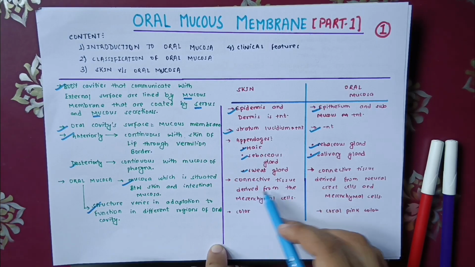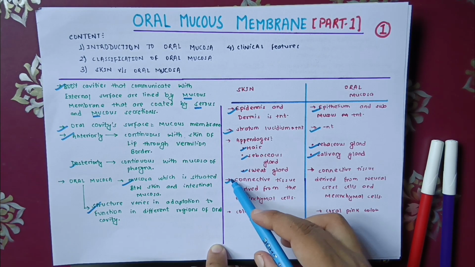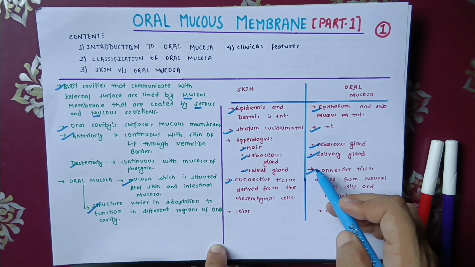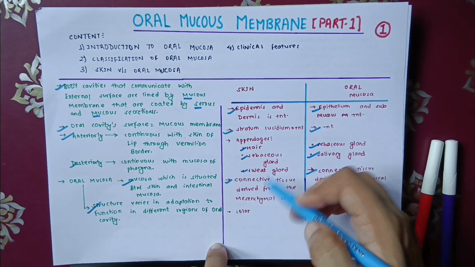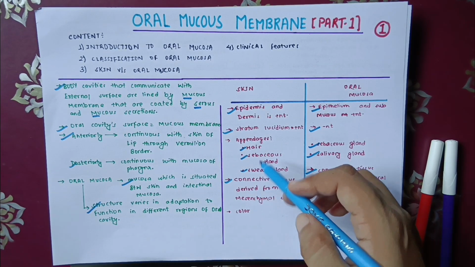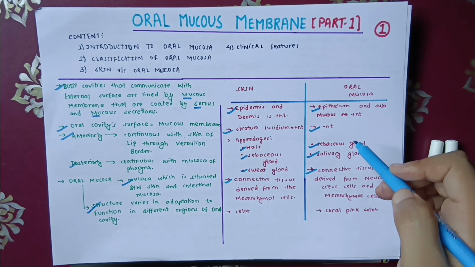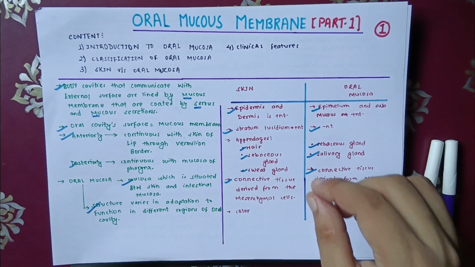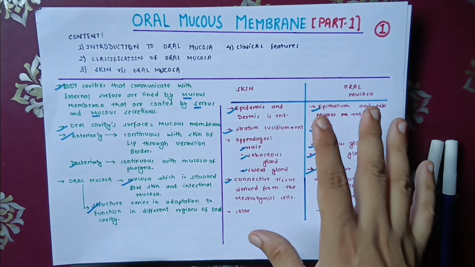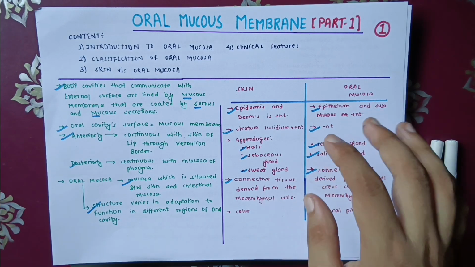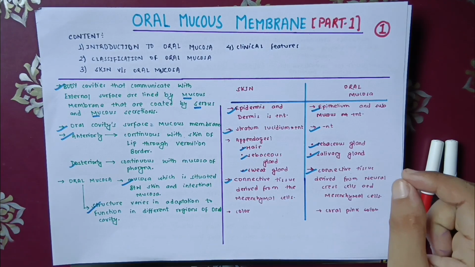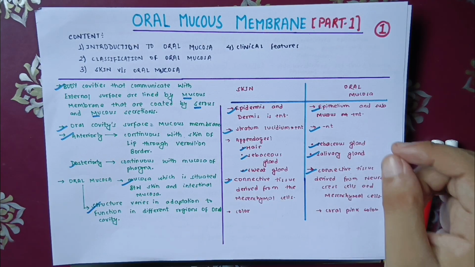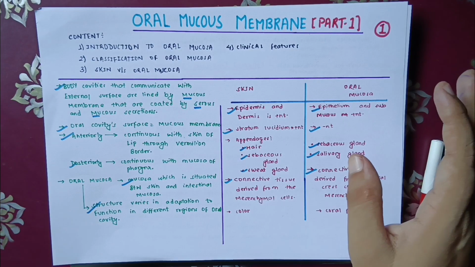In the next point, connective tissue is derived from the mesenchymal cell in the skin, but in the oral mucosa connective tissue is derived from the neural crest cell and the mesenchymal cell. They are called ectomesenchyme, of ectomesenchymal origin. So you have to remember that the connective tissue of the skin is derived from the mesenchymal cell, but the connective tissue of the oral mucosa is derived from the neural crest cell and the mesenchymal cell.